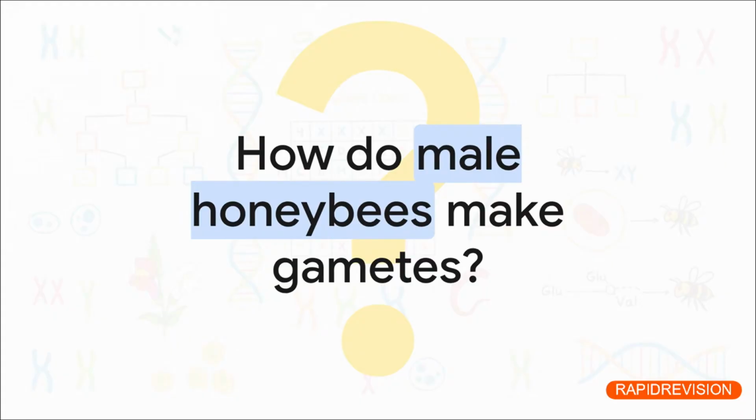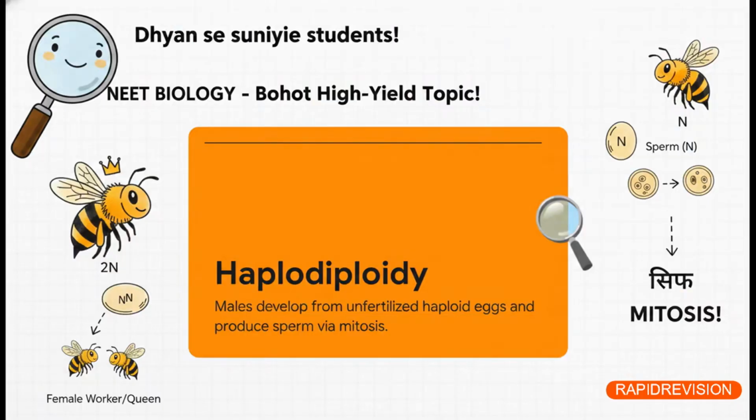And third, for just a second here, I'll throw a question directly at you. This right here is a major recurring NTA trap that catches thousands of students every single year. How exactly do male honeybees make gametes? Take a second and really think about it. Well, if you said meiosis, you just fell right into the trap.